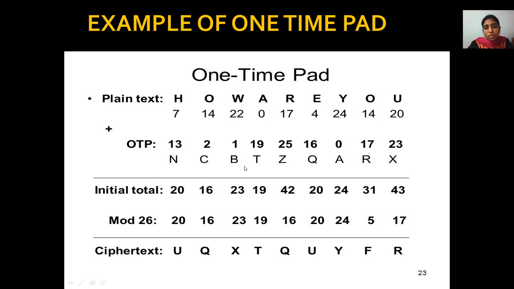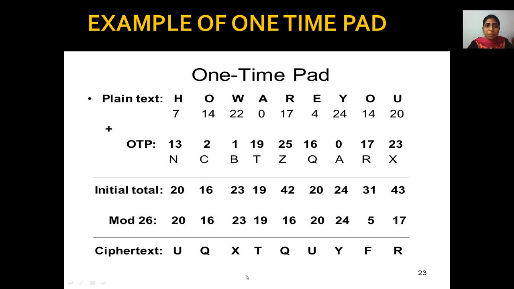So these values are taken and we are going to form the ciphertext. How are we going to get the ciphertext values? That is 13 plus 7, which becomes 20; 14 plus 2 is 16; 22 plus 1 is 23. Like that we are going to get the total values. Then taking these values mod 26, you are going to get the letters like U, Q, X and so on. This becomes your ciphertext.